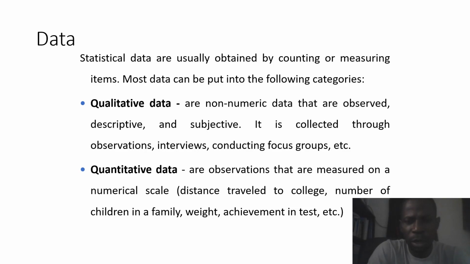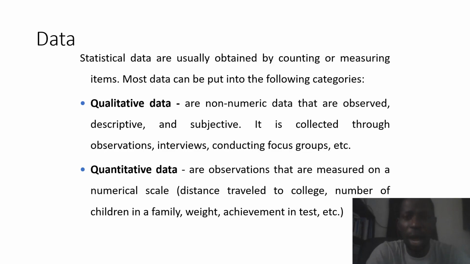Also, we have another category of data called quantitative data. These are observations that are measured on a numerical scale. So it involves numbers. For instance, you have to gather data about distance traveled to college, or number of children in the family, the weight, or the achievement in a test. These are things that are measured in numbers.